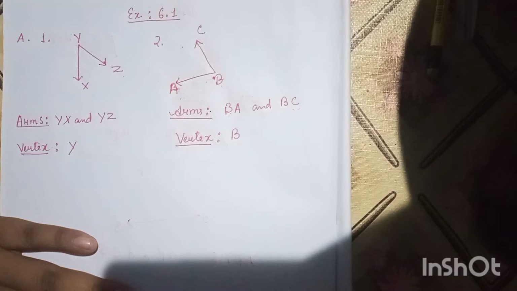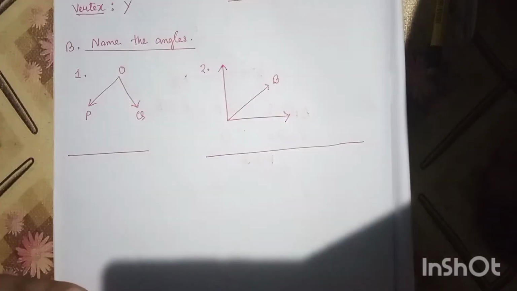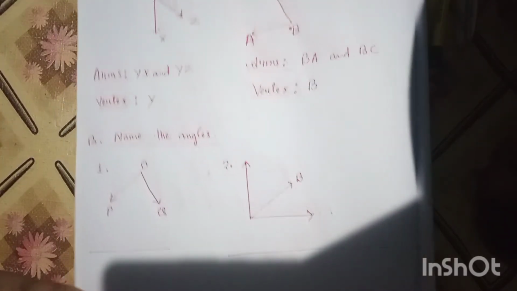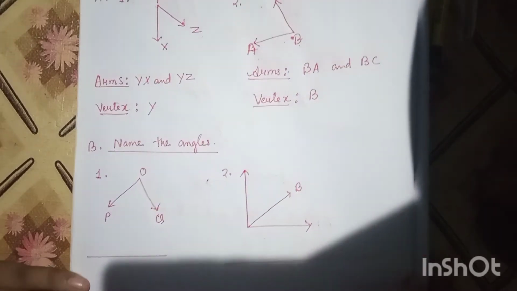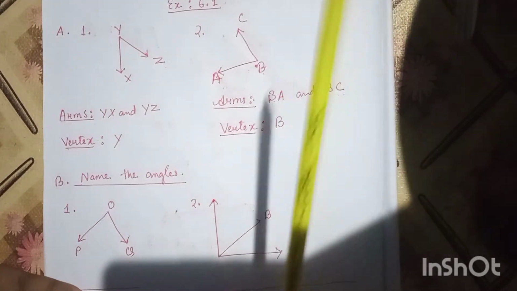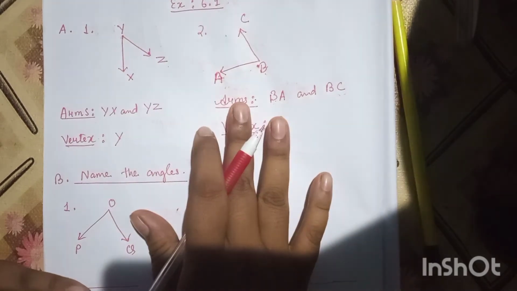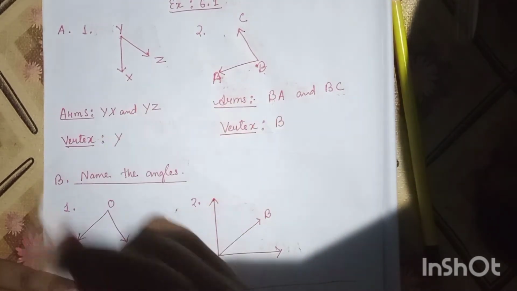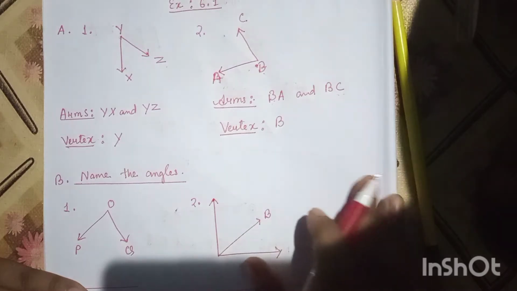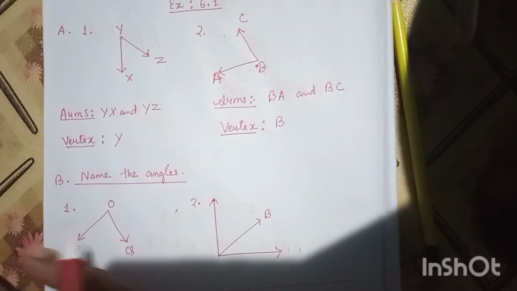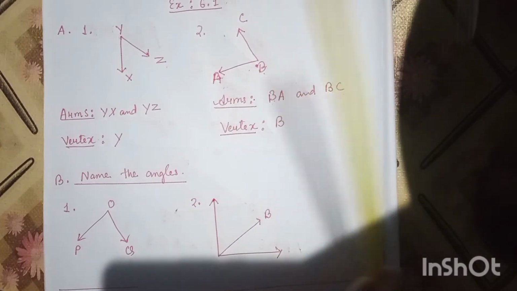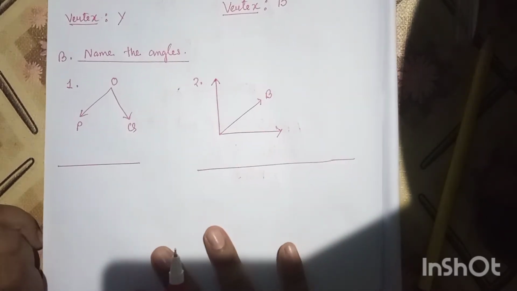Now let us do question number B. One more important thing: whenever you draw an angle in your copy, please use a pencil and a scale. Don't draw like me, I have used my pen. Whenever you draw this in your copy, use a pencil and a scale.